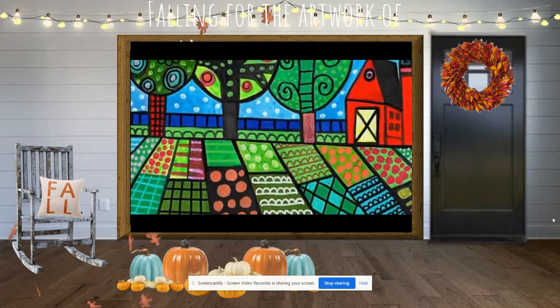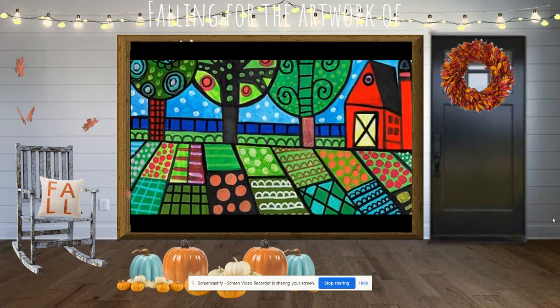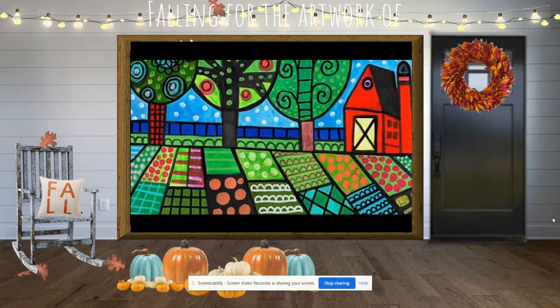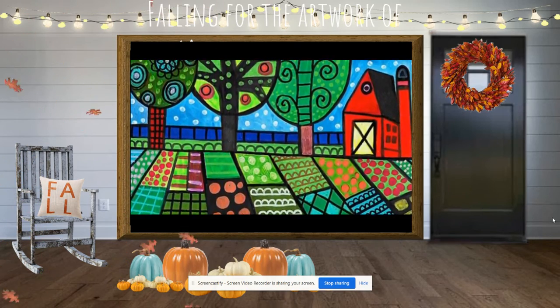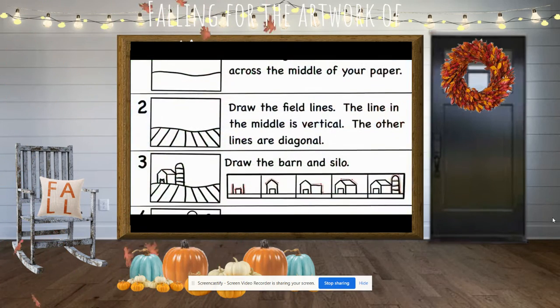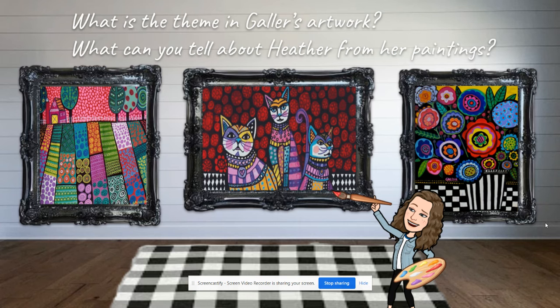One type of painting that Heather Gawler is really famous for is her paintings of farms, and that type of painting is our inspiration for today. We are going to be looking at these directly. So artists, I hope that was able to give you a little more background about our artist, Heather Gawler, and folk art. So take a look at these paintings by Heather Gawler.